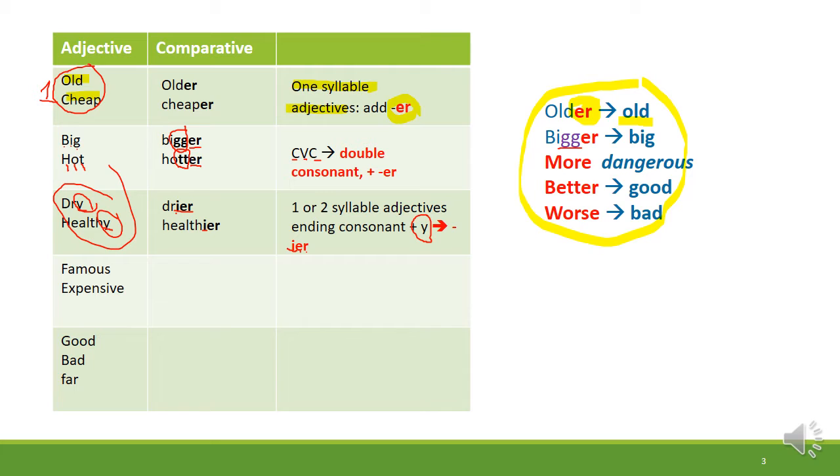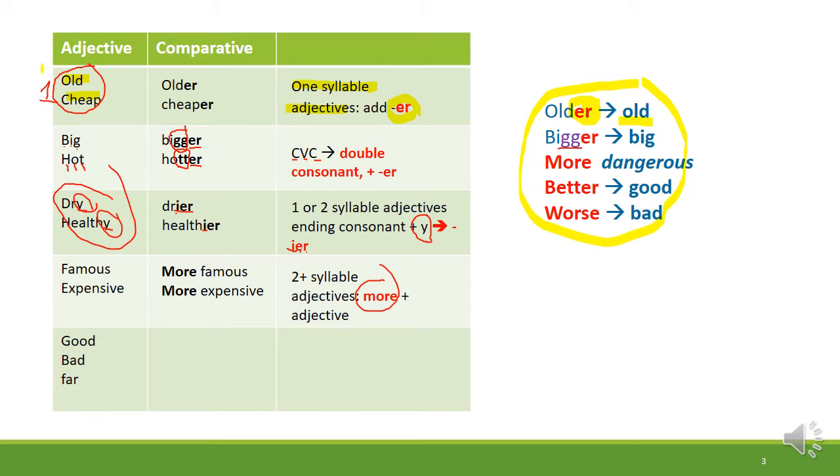And what happened here? We have more dangerous. When you have two or more syllable adjectives, for example, famous, two syllables, or dangerous, three syllables, in this case, we will use more. More famous, more expensive. So please, let's note this.